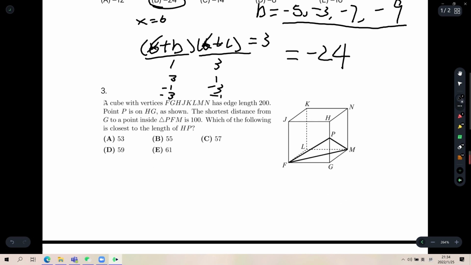Okay, so question 3 is actually not as hard as you expected. So this is a cube with a triangle inside, and the shortest distance from G to the triangle is 100. So what we can know from that is we need to redraw this triangle in a way that is easier to explain.